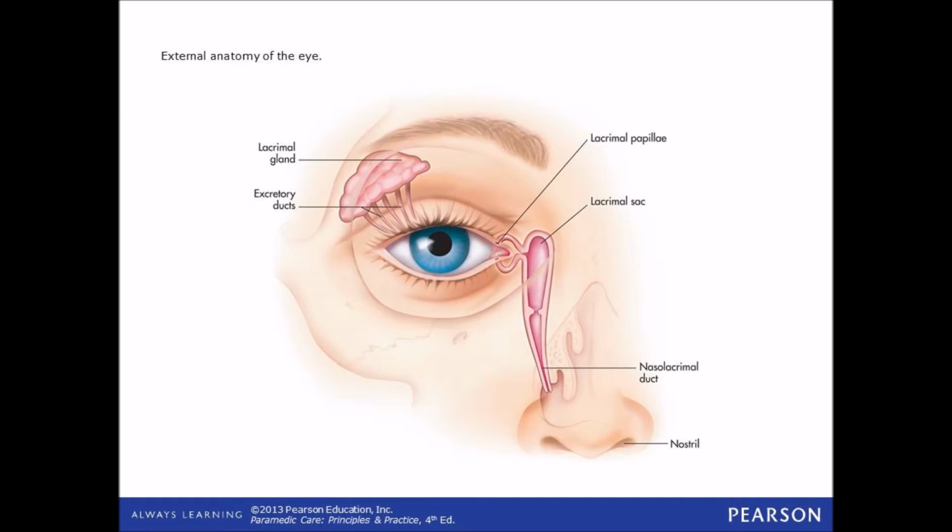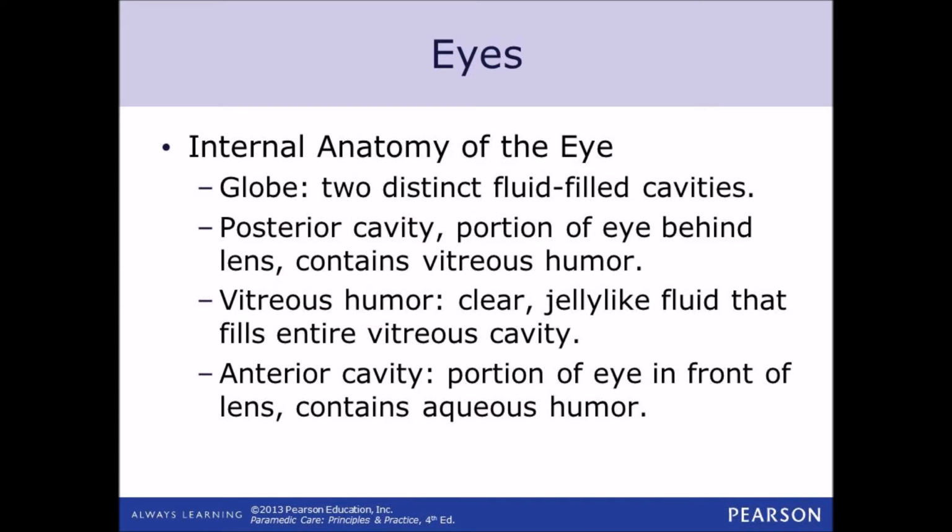Now we're going to go into more the internal approach of what's there. And when we look at the eye, it's basically considered a globe, if you will. There are two main portions of it. We have the posterior cavity, and then we have the anterior cavity. The anterior cavity is also divided up into two cavities as well.